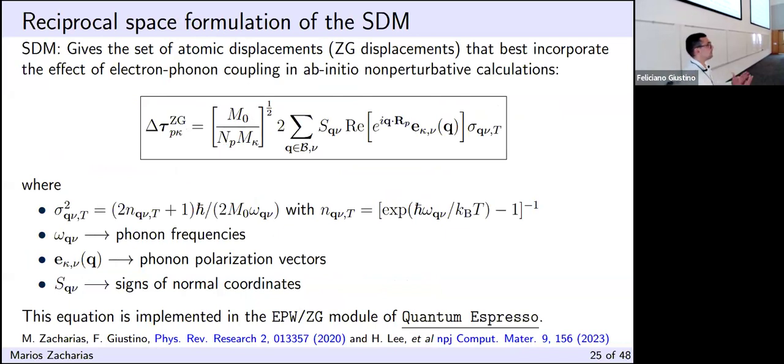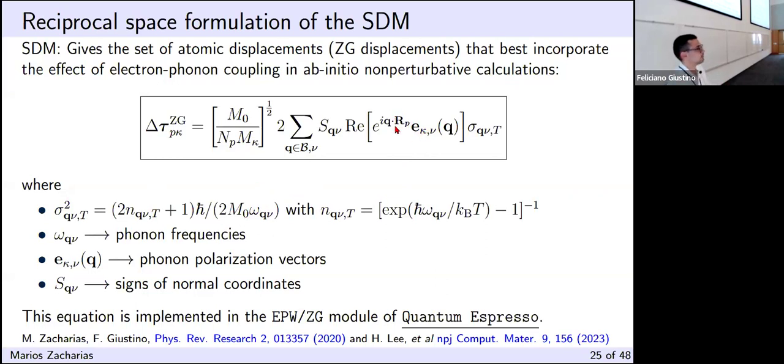So here is a more compact expression for generating the special displacements. What we have done here is develop an expression in the reciprocal space. The benefit of doing this in the reciprocal space is that, as you have seen and calculated in phonon dispersions from density functional perturbation theory, using Fourier interpolation we can have control of every phonon frequency and every phonon polarization vector, and we can generate displacements for an arbitrary supercell size.